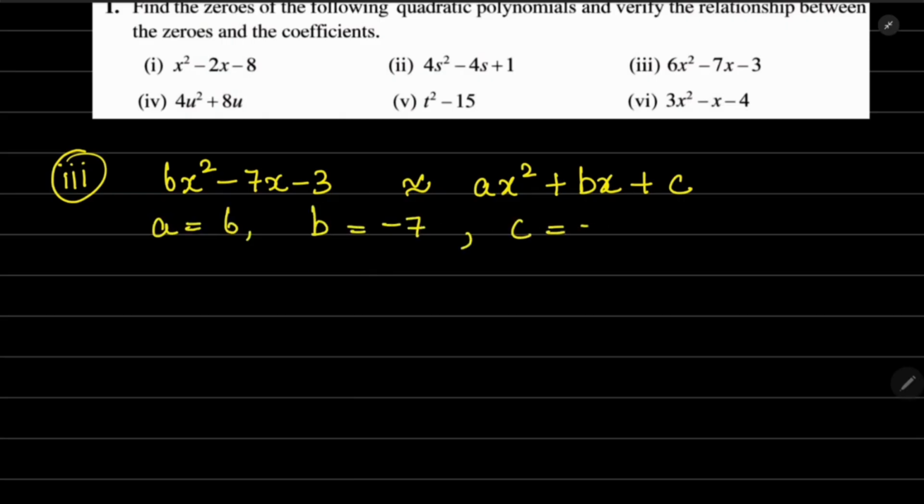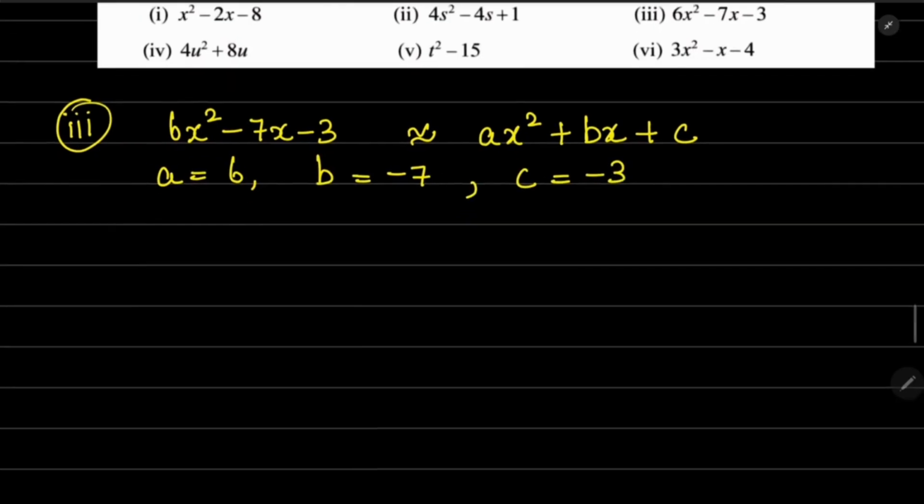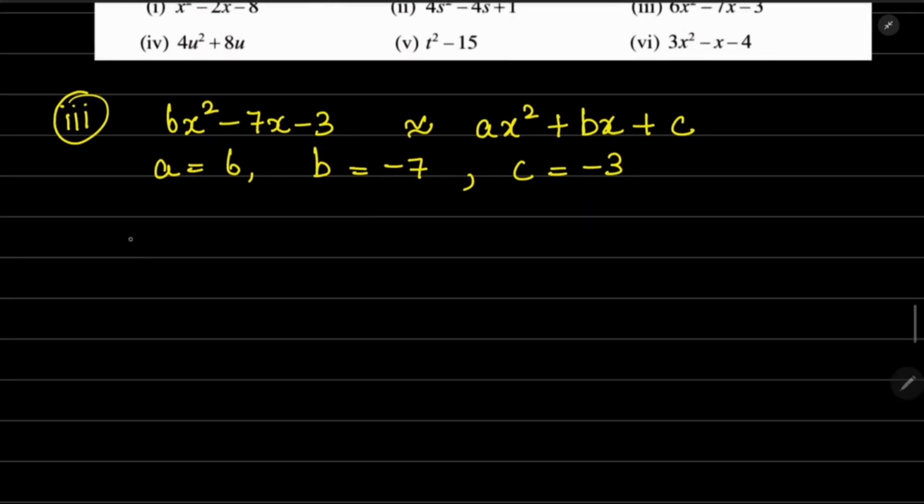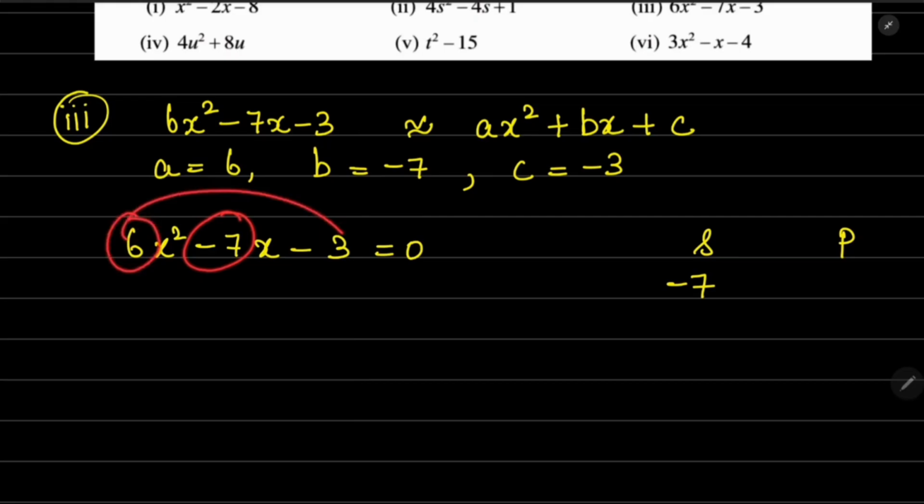Let's do it the same way. We have to compare it with the standard quadratic polynomial, that is ax square plus bx plus c. So what is A? A is 6. What is B? It is minus 7 and C is nothing but minus 3. Let's do the factorization using middle term splitting. So 6x square minus 7x minus 3 equal to 0. So what should be the sum and what should be the product? Sum is nothing but minus 7, that is your B. And your product is 6 multiplied by minus 3, 6 into minus 3 is minus 18.